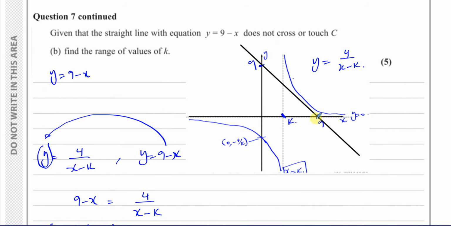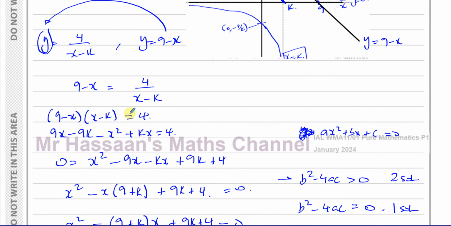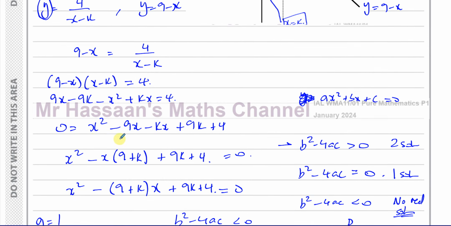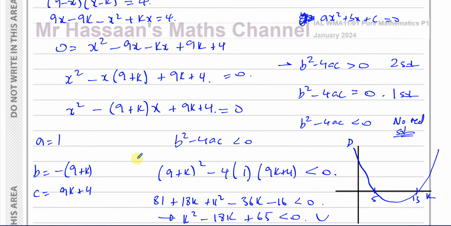To find where a curve or two functions intersect, we solve the equation of the two simultaneously. So this is y equals 9 minus x. When you solve these simultaneously, that tells you the values of x where they intersect. We have this unknown, which is k, so we solve them simultaneously by replacing the y in one of them with what y equals in the other, and we end up with a quadratic equation which has k in it. We want to find the values of k for which this has no solution, which is when the discriminant is negative.